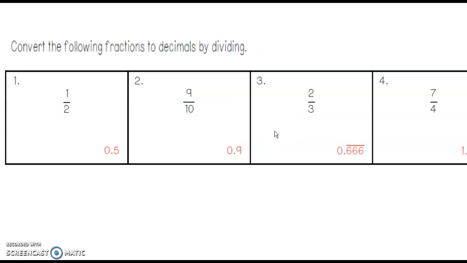All right, so just in case you did not get those answers, 1/2 is 0.5, 9/10 is 0.9, 2/3 is 0.666, which you're going to put the repeating symbol above. So that shows you that this number repeats. And then 7/4 is 1.75. Please make sure that you have work shown on your paper for division for each of these. Again, without work shown, we're not going to be able to give you full credit for this flipped classroom.